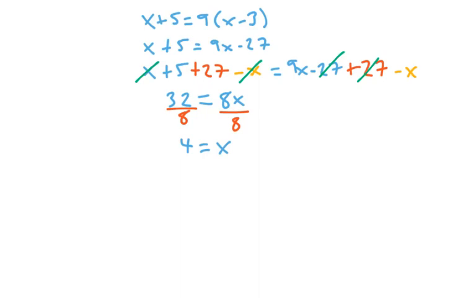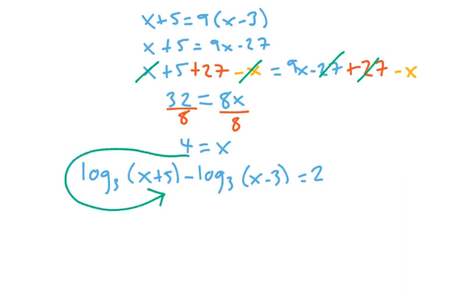Looking back at the equation again, it was this. Logarithm base 3 of x plus 5 minus logarithm base 3 of x minus 3 equals 2. And the only goal is to make sure that when I take this value of x and substitute it into the equation, that I'll be looking at the logarithm of a positive number. 4 plus 5 is 9, 4 minus 3 is 1. Those are logarithms of positive numbers. That means this is a fine solution, and the solution set consists of 4.